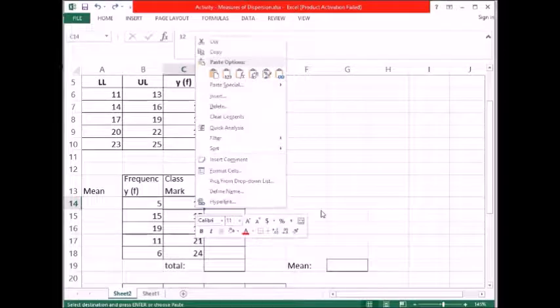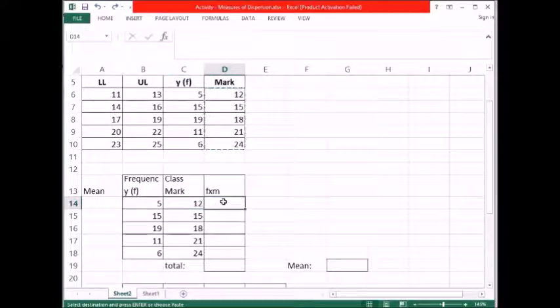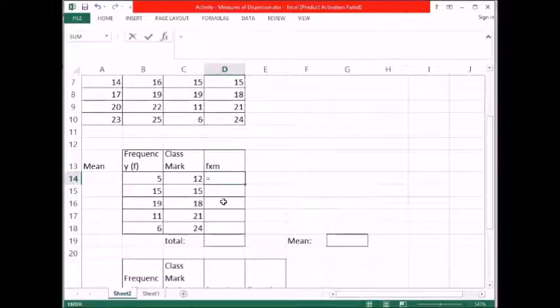Okay, so let us start computing for the mean. Again, for the mean, you will multiply the frequency and the class mark. So, lagyan natin ng equal sign. Click the cell that contains the mean. So, ang cell natin dito is B14 times yung C14 natin. Okay? If you enter, that will be your mean already. Okay, so double click na lang natin or drag down, no? Pag nag-drag down ka, make sure po na yung square dito sa baba yung inyong ida-drag down.